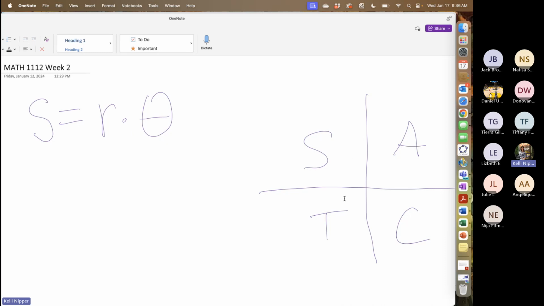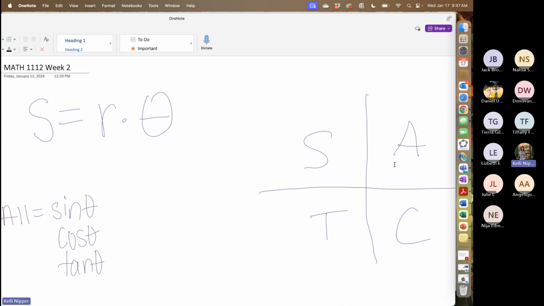If you remember "All Students Take Calculus," that will help you, because this is saying "all." What that means is that you have sine of theta, cosine of theta, tangent of theta, all three positive, and then their reciprocals, which are cosecant theta, secant theta, and cotangent theta. Okay, so that's in the first quadrant. This is quadrant 1 right here.